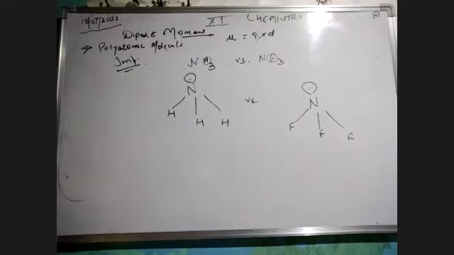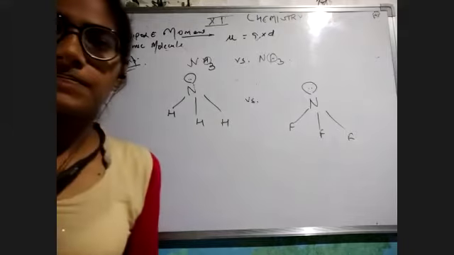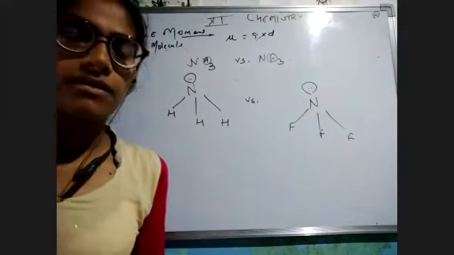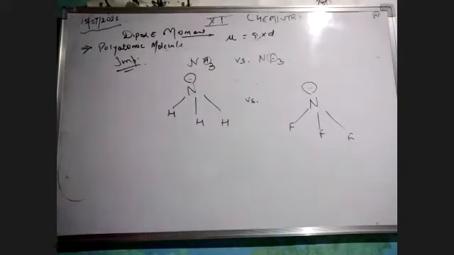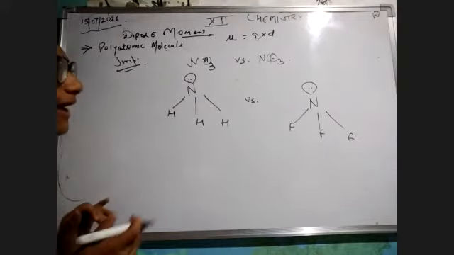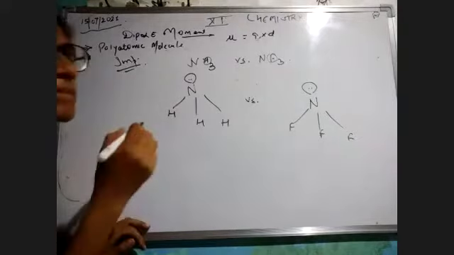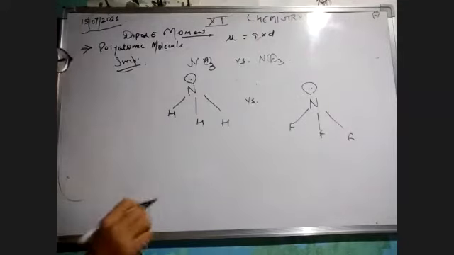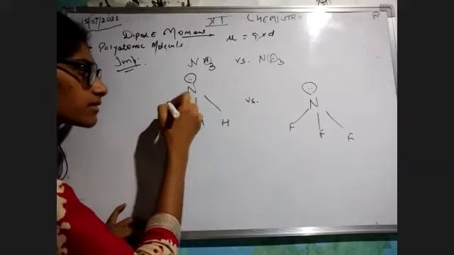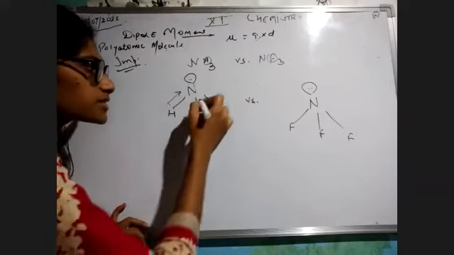Now we would compare it again. First of all, as we have told you, first of all, I would like to tell you that if I were to combine the resultant dipole moment, what would happen is fluorine is much more electronegative than hydrogen. So what would happen? There would be like this.